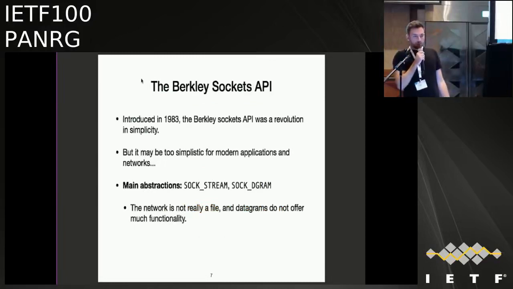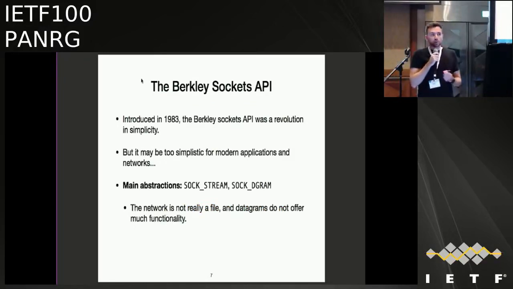So applications have been using the classic Berkeley sockets API for decades, and arguably it was so successful because it was so simple, but we also think it might be too simple for modern applications and networks. It offers mainly two abstractions, SOCK_STREAM, so a TCP stream, and SOCK_DGRAM for UDP datagrams. But the reality is that the network is not really a file, and datagrams do not offer much functionality. They're mainly glorified IP packets.